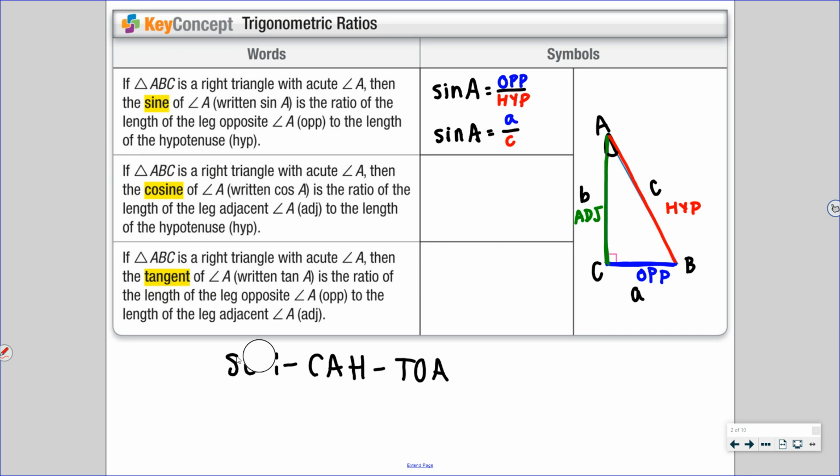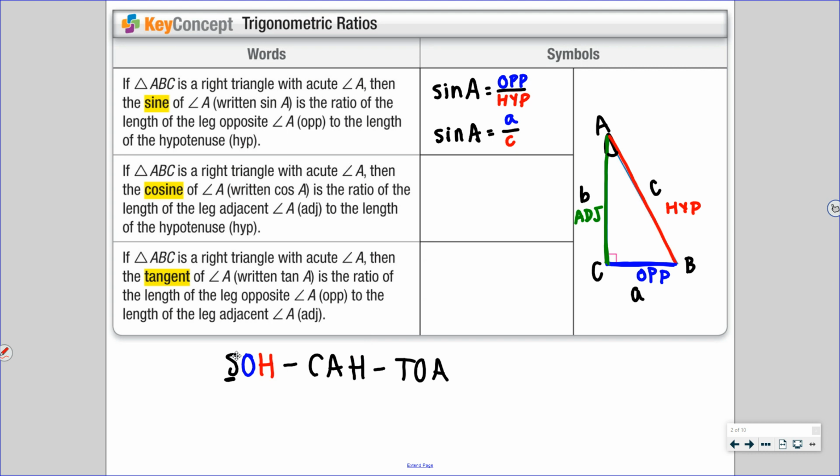SOHCAHTOA. So the SOH in SOHCAHTOA, O stands for opposite, H stands for hypotenuse. So that's how you can remember sine is a ratio of your opposite to hypotenuse.